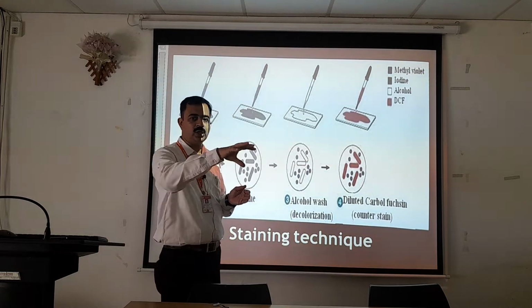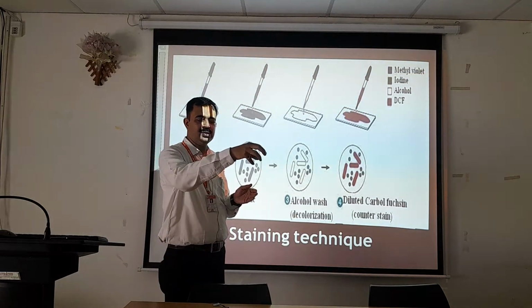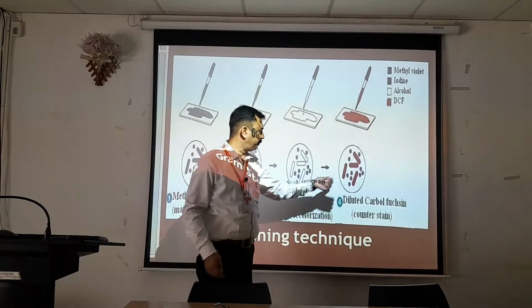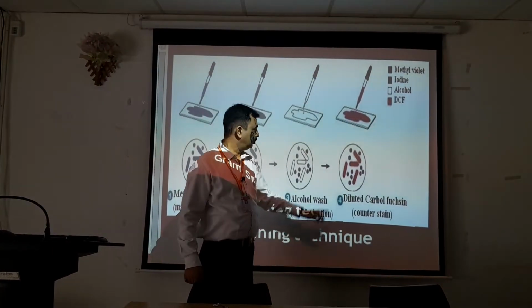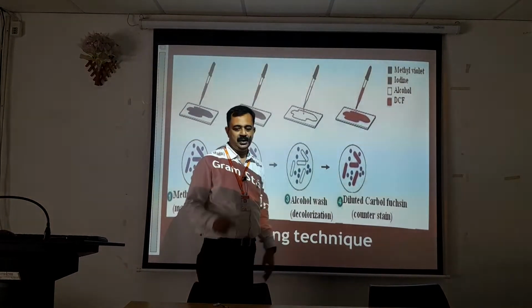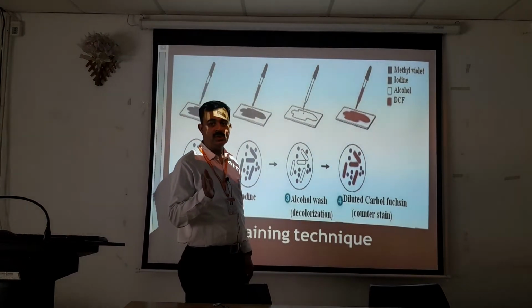And again, when you are counter staining, the red color stain, that is safranin, will come inside, and the cells will appear to be red in color instead of blue in color.